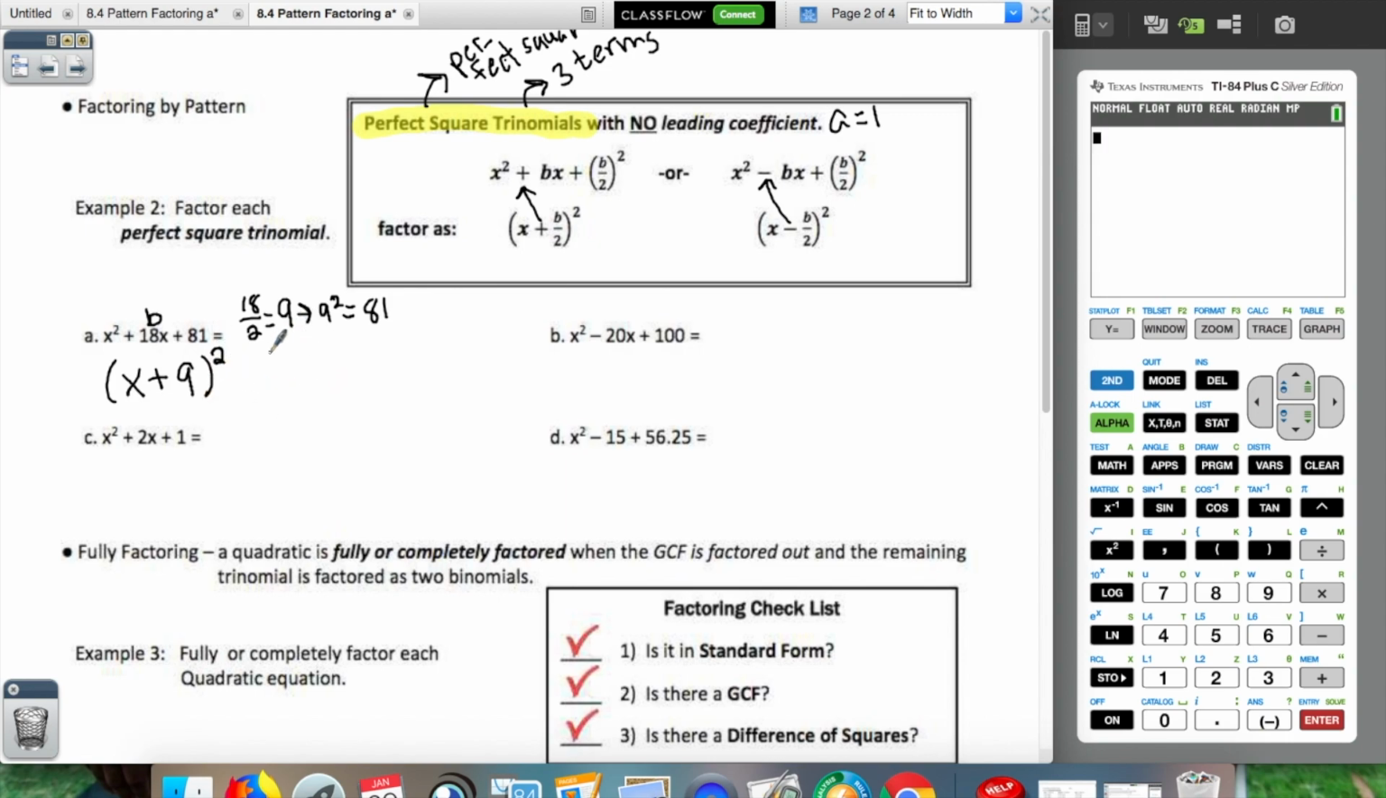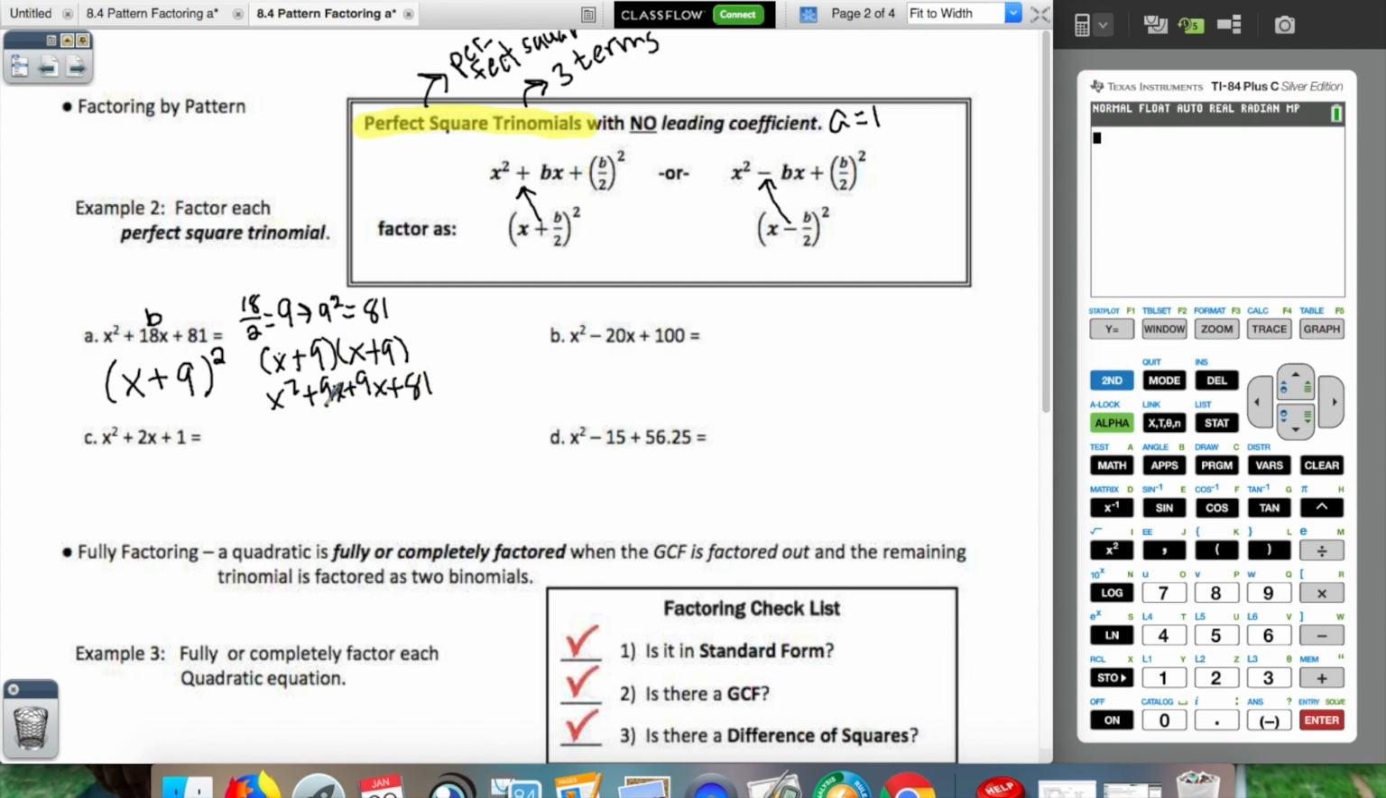So how do we know that this is right? Well, we'll FOIL it out. So we can do x plus 9 times x plus 9. And what's x times x? Well, that's x squared. What's x times 9? 9x. What's 9 times x? Another 9x. And what is 9 times 9? Well, that is 81.